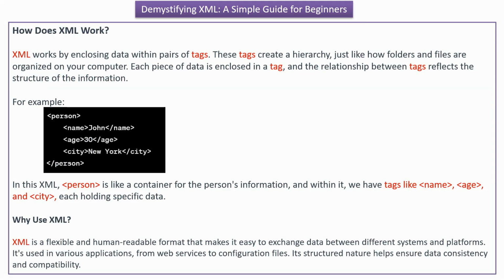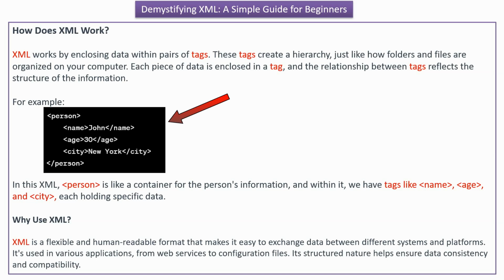Now we will see how XML works. XML works by enclosing data within pairs of tags. These tags create a hierarchy, just like how folders and files are organized in your computer. Each piece of data is enclosed in a tag, and the relationship between the tags reflects the structure of the information.